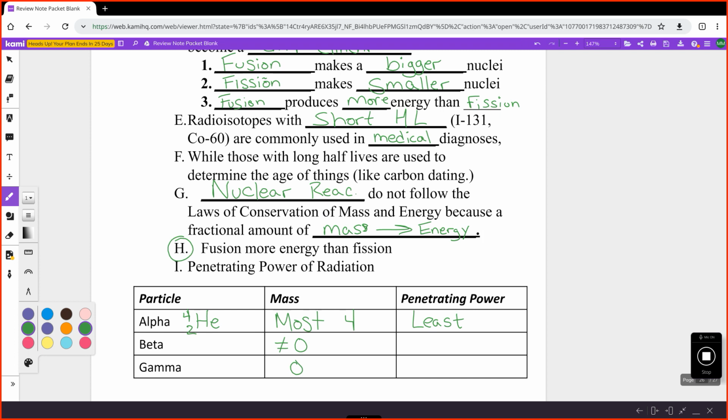As far as penetrating power is concerned, beta particles are in the middle. They have a little bit of penetrating power. They can go through paper, right? But they can't go through walls. Gamma radiation has the most penetrating power. It can go through paper. It can go through walls. It can go through bodies. It can't go through walls of concrete or lead, right? But through your regular wall in your house, gamma radiation would make it through.